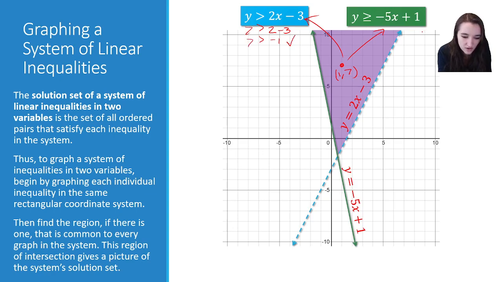Check. Here I would get 7 greater than or equal to negative 5 plus 1. So is 7 greater than or equal to negative 4? Yes, it is. And so I know for a fact that this works both ways. And that's basically it for this whole chapter here.